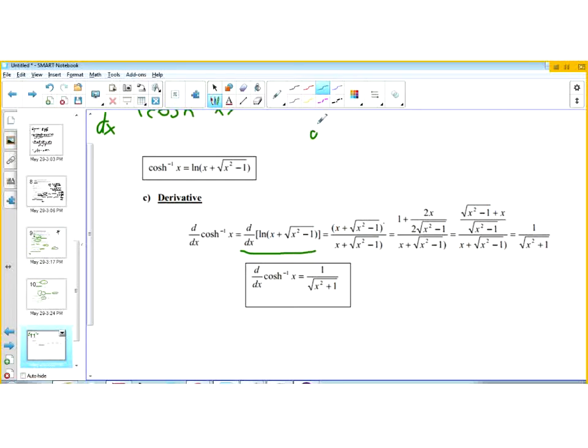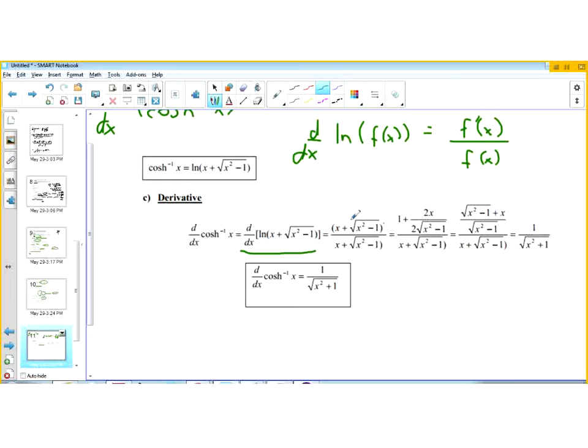So remember, when you differentiate a natural log of a function, remember the rule, or the shortcut: that's just equal to the derivative of the function divided by the function. And so that's what we're going to do here. The derivative of x plus the square root of x squared minus 1 is just this expression right here. So we've got the chain rule.